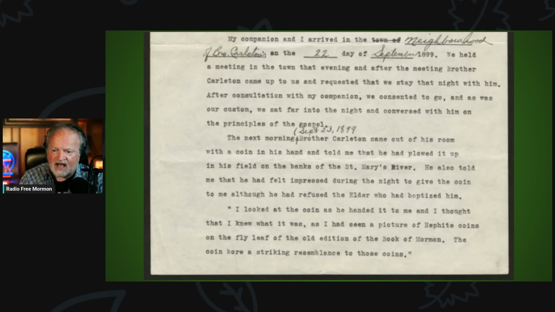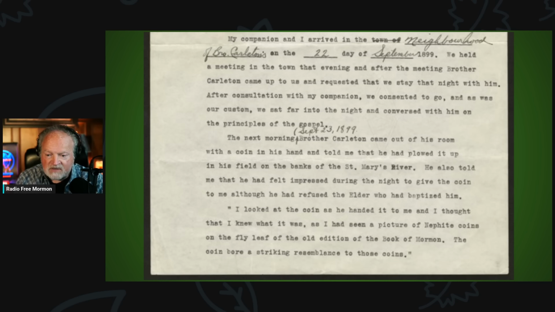My companion and I, he goes on, arrived in the neighborhood of Brother Carlton's on the 22nd day of September, 1899. We held a meeting in the town that evening. And after the meeting, Brother Carlton came up to us and requested that we stay that night with him. After consultation with my companion, we consented to go. And as was our custom, we sat far into the night and conversed with him on the principles of the gospel. Sounds idyllic, doesn't it?